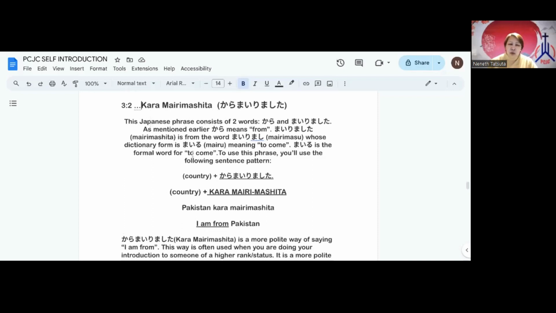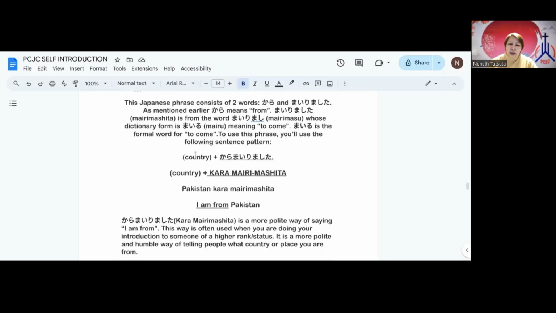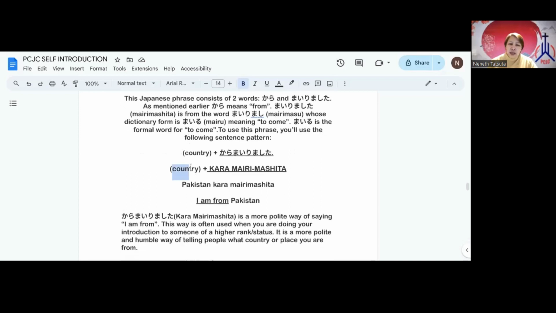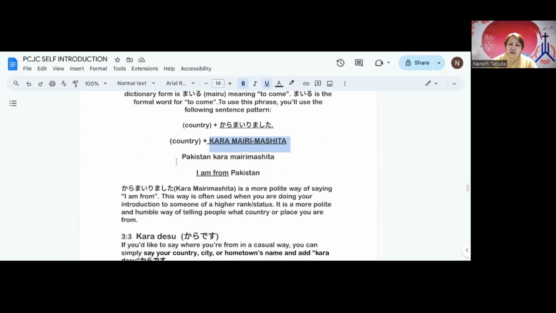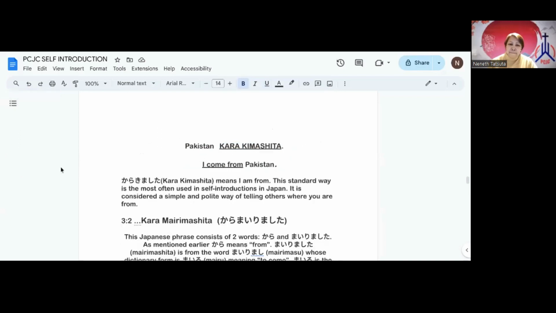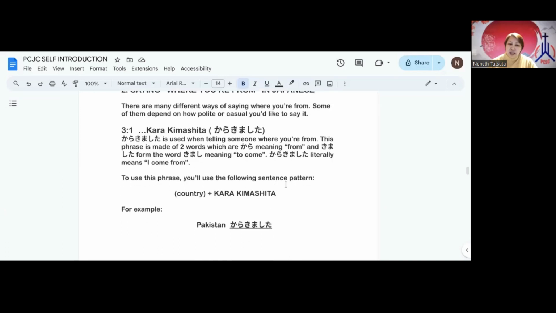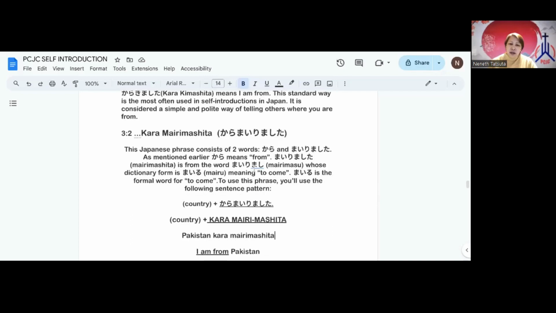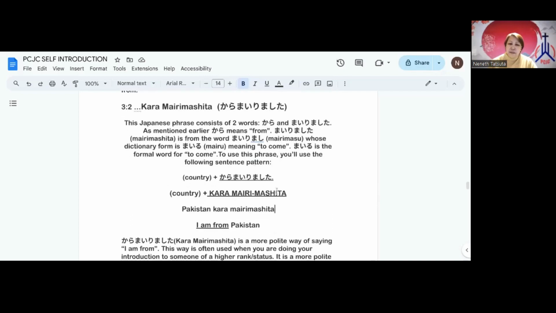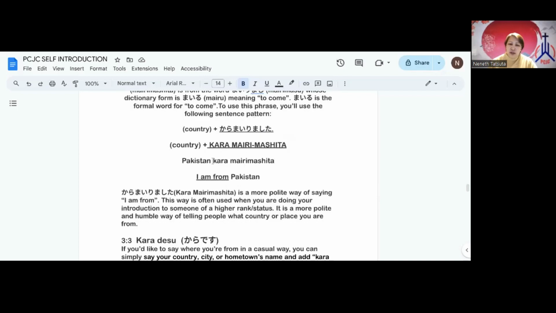So again, the pattern is your country plus kara mairimashita. Your country, for example, is Pakistan. Pakistan kara mairimashita. I am from Pakistan. So it's either Pakistan kara kimashita or Pakistan kara mairimashita. You can use either one.